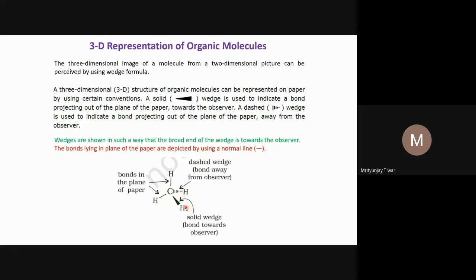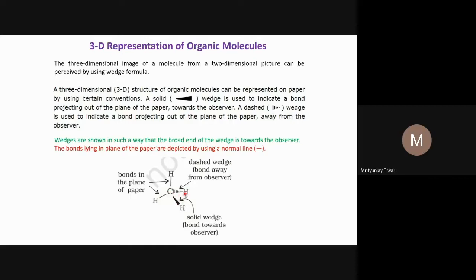There is another point that one should remember: in which direction should the broad end of the wedge lie? The broad end of the wedge should always lie towards the observer. Suppose in this representation this CH group is towards me. Then the broad end of this wedge should be at the hydrogen atom, because the hydrogen atom is nearer to me than the carbon atom. So the direction of the solid wedge will be like this.